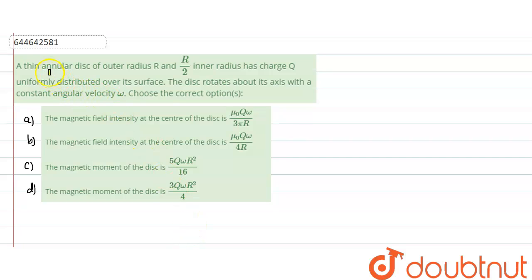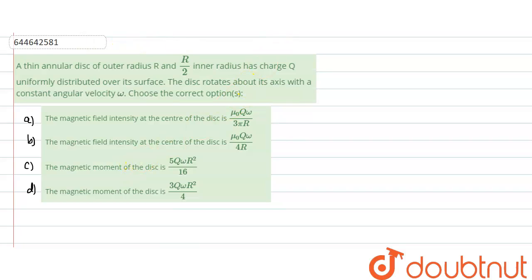Hello everyone, let us start with our question. In this question, what is given? A thin annular disk of outer radius capital R and R by 2 is the inner radius, and it is having a charge of Q which is uniformly distributed over its surface. Now this disk is rotating with an axis at a constant angular velocity omega. We need to find the correct option for the magnetic field intensity and for the magnetic moment.